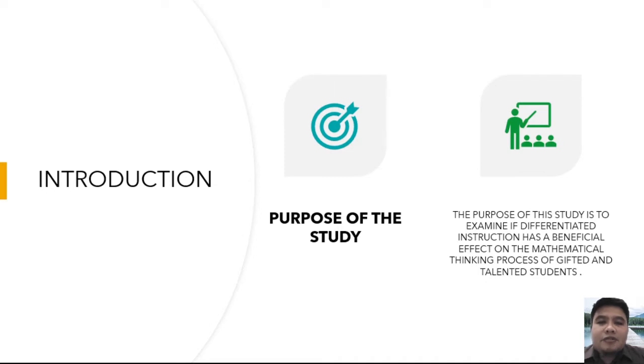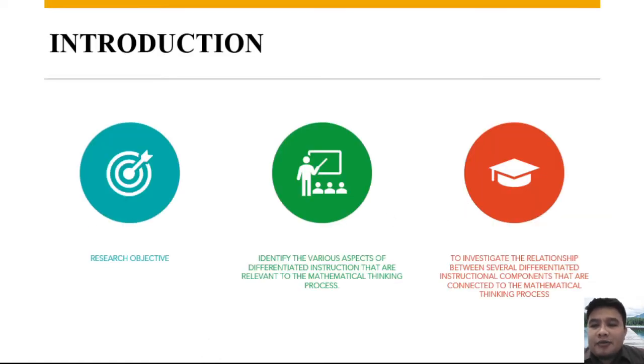The purpose of this study is that we want to examine if differential instruction has a beneficial effect on the mathematical thinking process of gifted and talented students. There are 2 objectives for this research. Number 1 is we want to identify the various aspects of differential instruction that are relevant to the mathematical thinking process. And number 2, we want to investigate the relationship between the several differential instruction components that are connected to the mathematical thinking process.